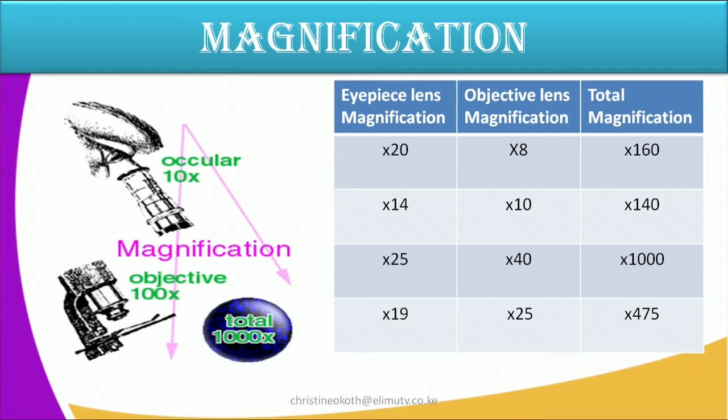The third set of example, we have the eyepiece lens of 25 and the objective lens of times 40. So the total magnification will multiply the eyepiece 25 times 40. It will give us times 1000. Then the last set of example, we have an eyepiece lens of 19 multiplied by the objective lens of 25, and this will give us a total magnification of 475.